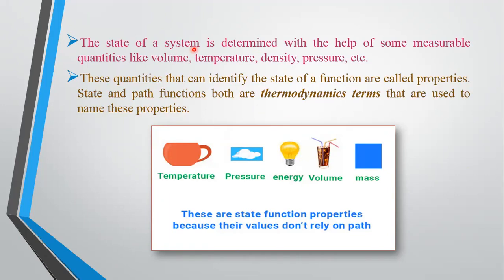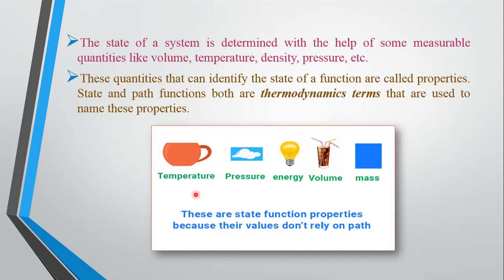When we are talking about a thermodynamic system, it is said to be in a definite state when each of its properties has been fixed. The state of a system is determined with the help of some measurable quantities like volume, temperature, density, pressure, etc. The quantities which can identify the state of a system are said to be properties, and state and path functions are both thermodynamic terms which are used to name these particular properties.